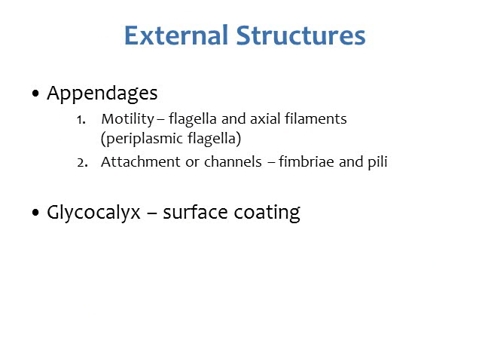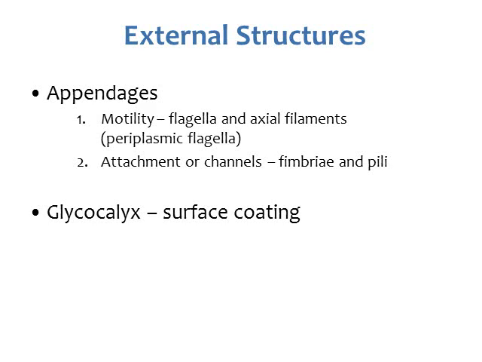Here are the different external structures. So again, these are structures of the prokaryotic cell that are found outside of your cell membrane, or outside of the plasma membrane. So one thing is that you can have appendages. These are structures that kind of stick out, kind of like arms and legs for the cell.